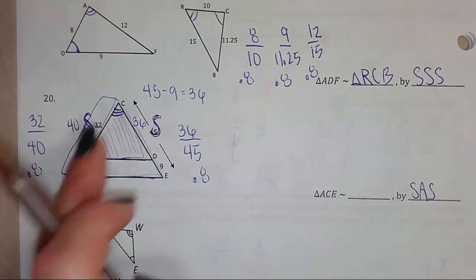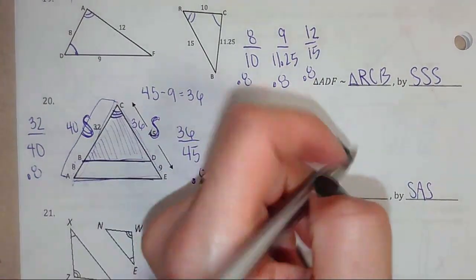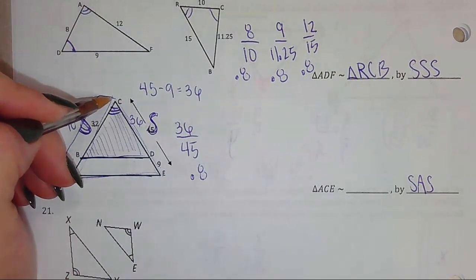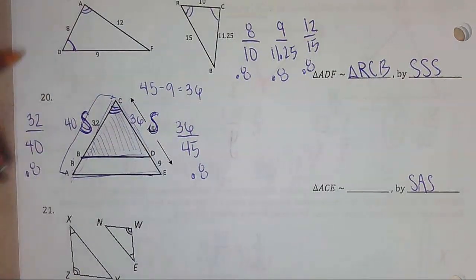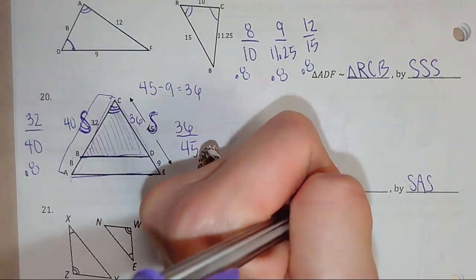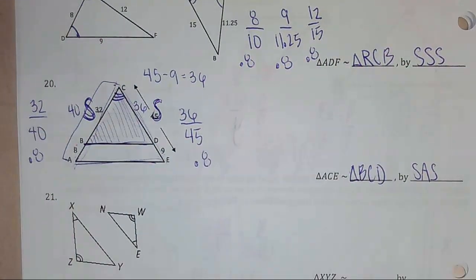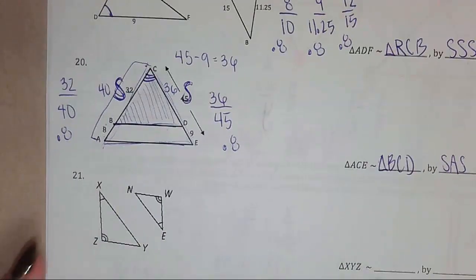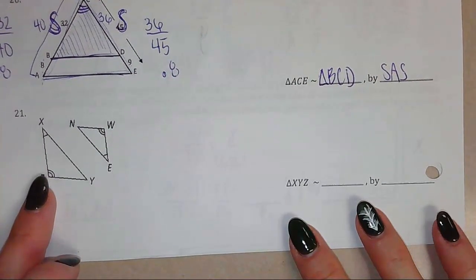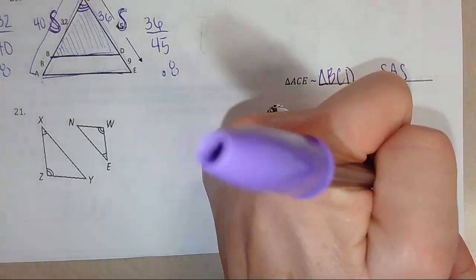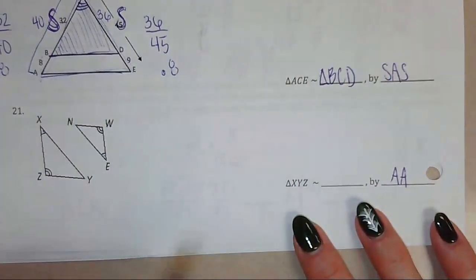And triangle ACE would correspond to triangle BCD. All right, well, this one's a nice little freebie almost. We have 2 angles congruent, so angle, angle, how nice of them.